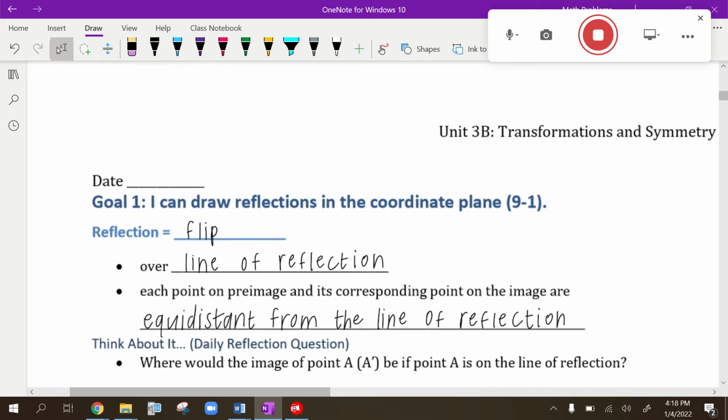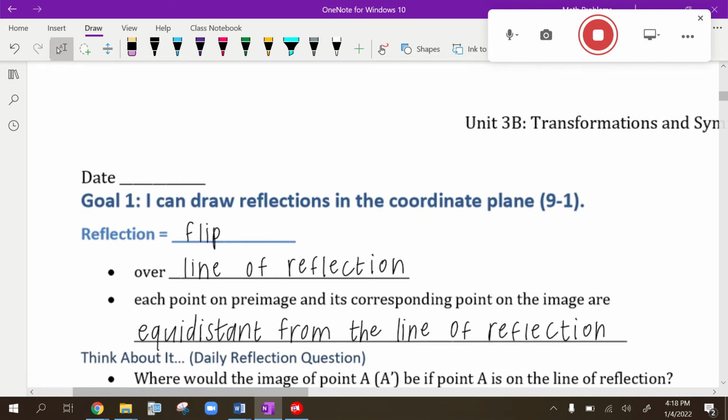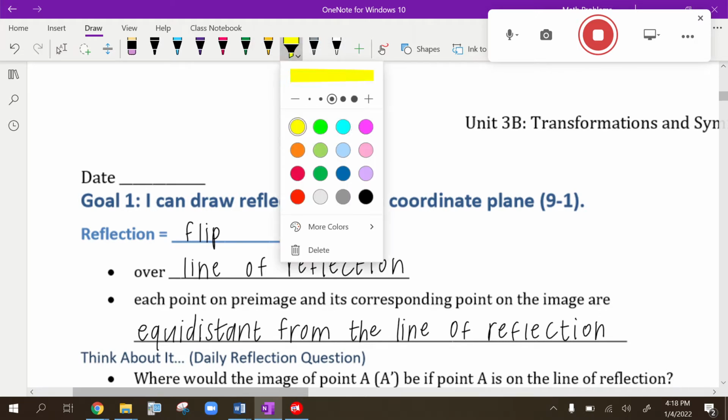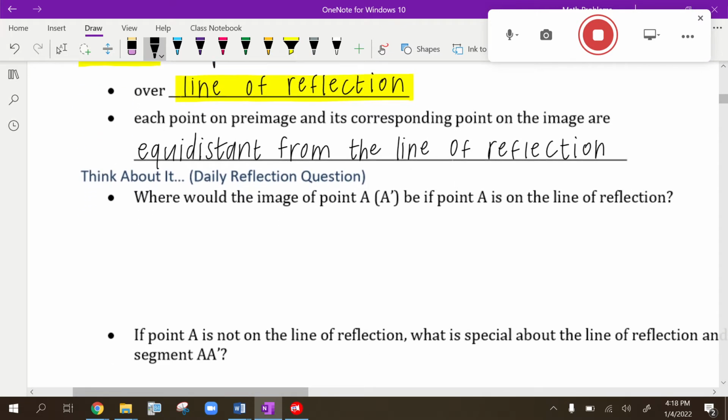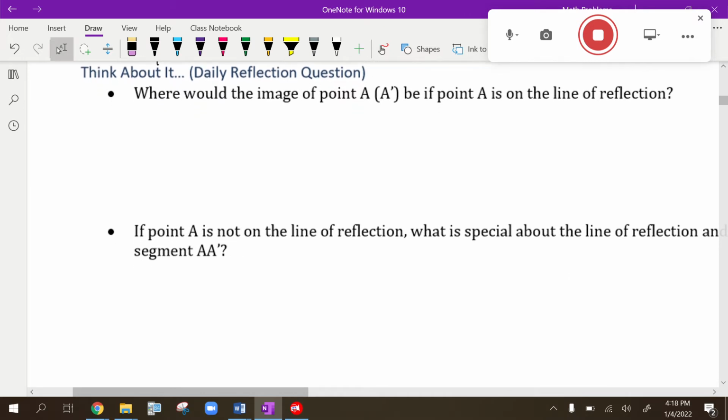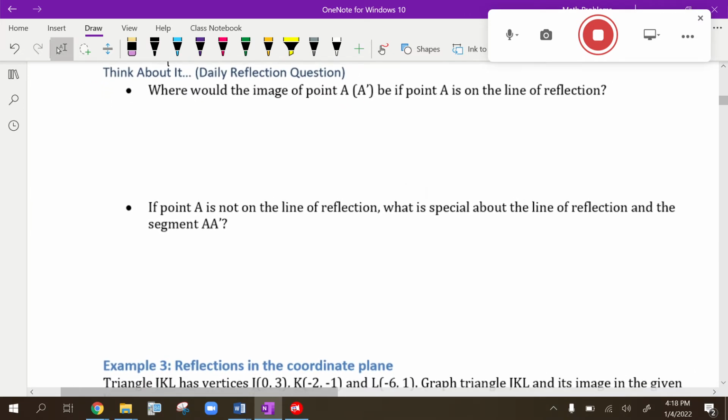Now, the first thing that we're going to focus on in the coordinate plane is drawing reflections. A reflection is a different word for a flip. You always go over the line of reflection, and it's important for you to know that each point on the pre-image and the corresponding point on the image are equidistant from that line of reflection. So I want you to keep these questions in mind because they will be your reflection questions at the end.